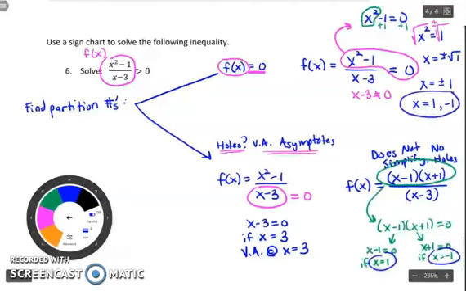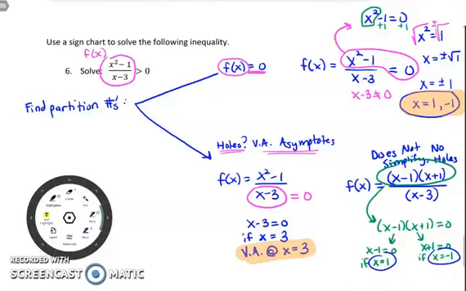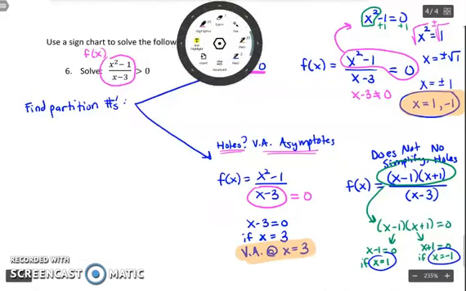So I have 3 partition numbers to put on my sign chart. I have a partition number that created a vertical asymptote, so that'll go on my sign chart. And I have partition numbers that would make the function equal to 0. Okay, so let's start our sign chart.